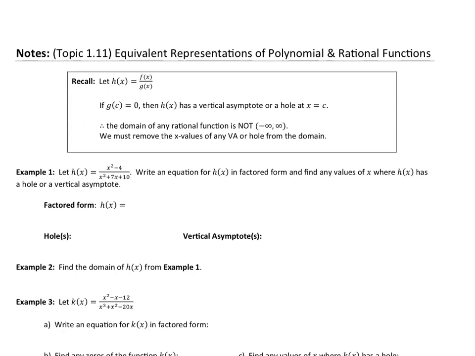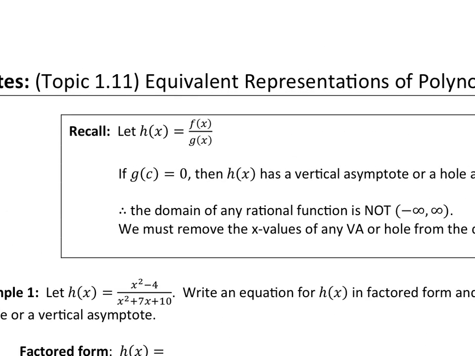For topic 1.11, we're going to talk about equivalent representations for polynomial and rational functions, going back and forth, almost like a review day, but not all review, because we're also going to learn some new things. But let's recall that for a rational function, we have a polynomial on top and a polynomial on bottom.